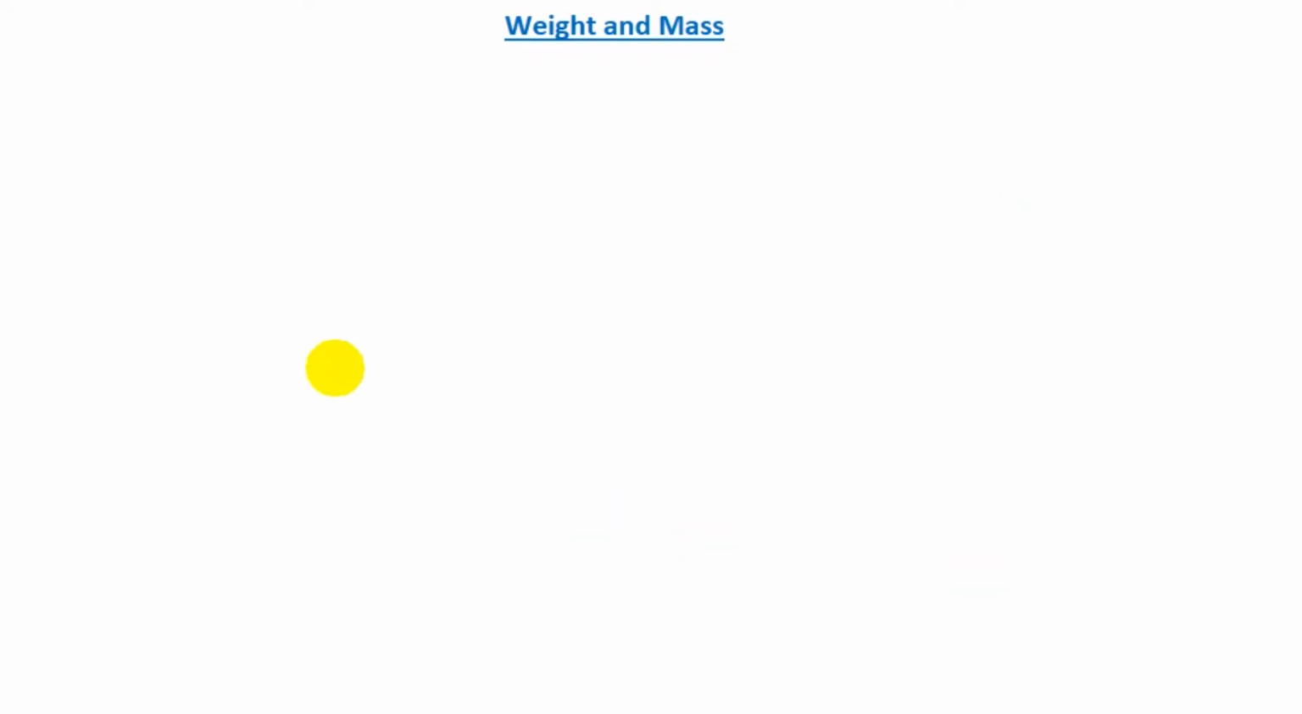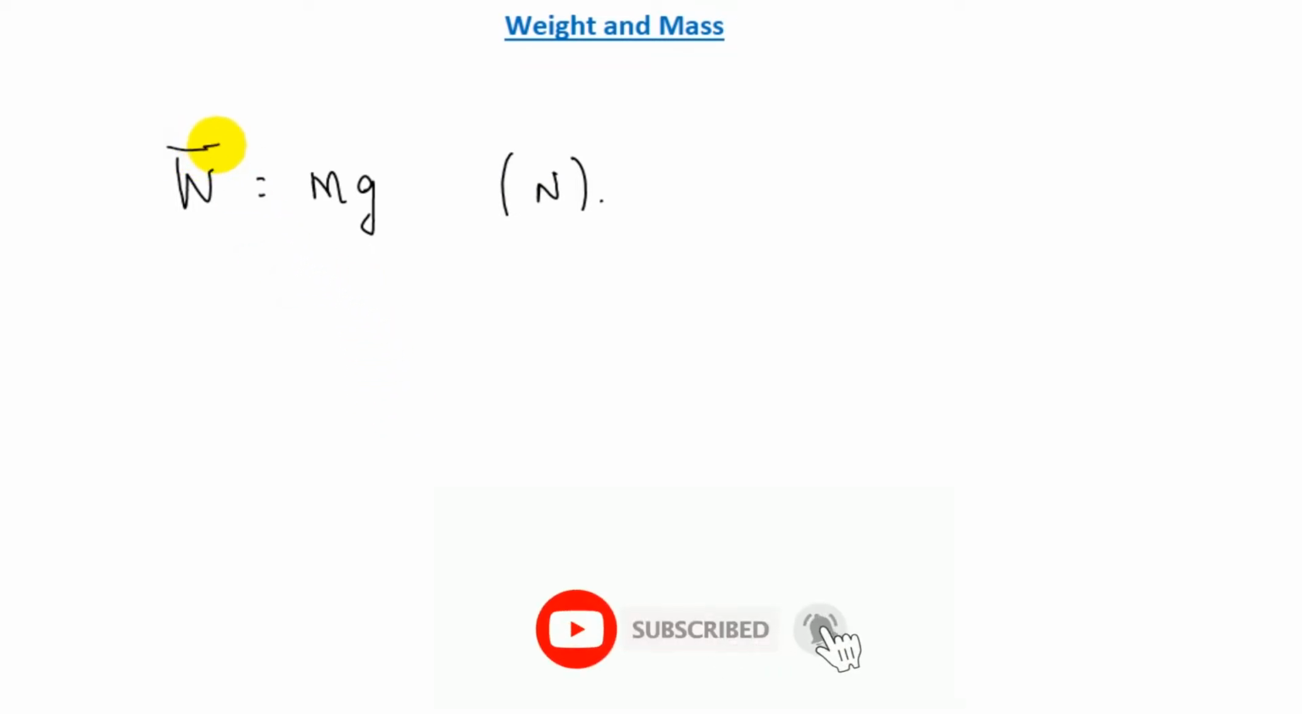Concluding everything, weight is a force which equals mass times g, it's a vector quantity, the unit is Newton, and the direction of the weight force is the same as the direction of g, that is, the acceleration due to gravity.